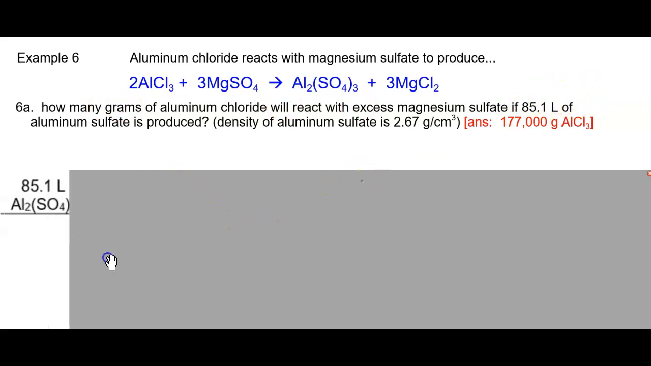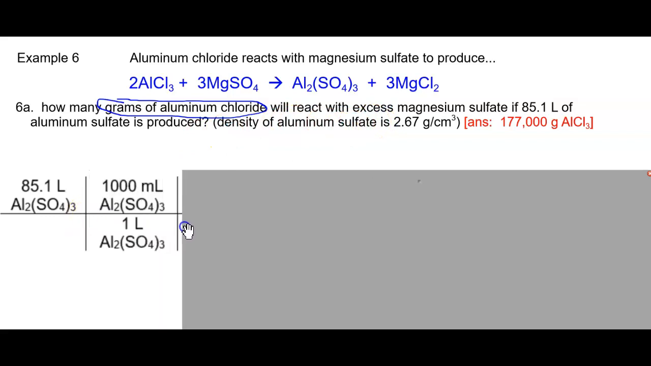So we're going to start with 85.1 liters of aluminum sulfate. Okay, and I've got to get to grams of aluminum chloride. That's where I'm trying to go. So I've got to get rid of liters. To get rid of liters, I'm going to have to use density. Remember that density is our pathway between mass and volume. I can't use my balanced equation or the periodic table until I get to grams. So I must get to grams from volume, using density as my pathway, before I can do that.